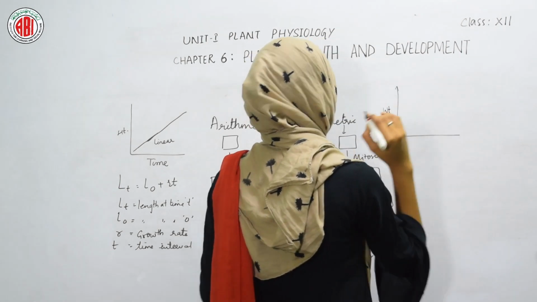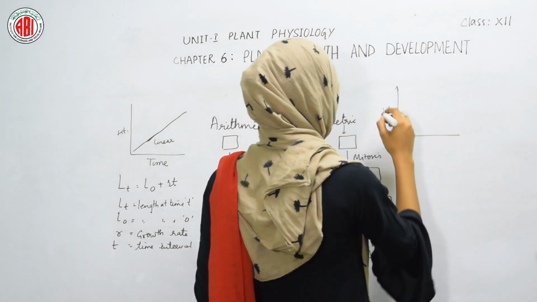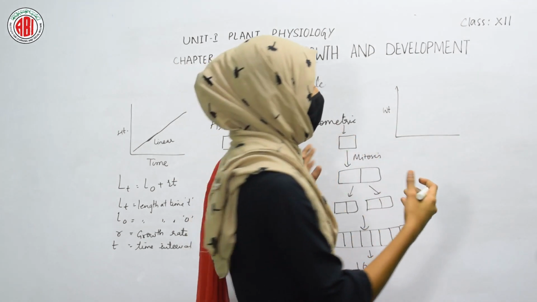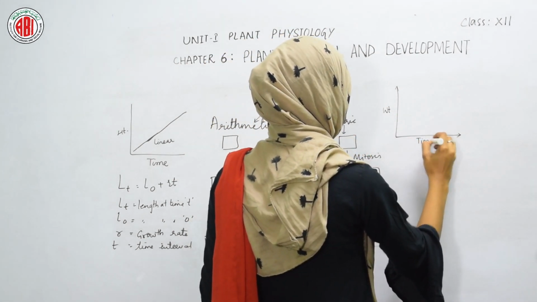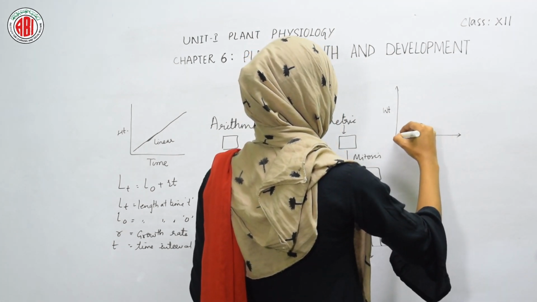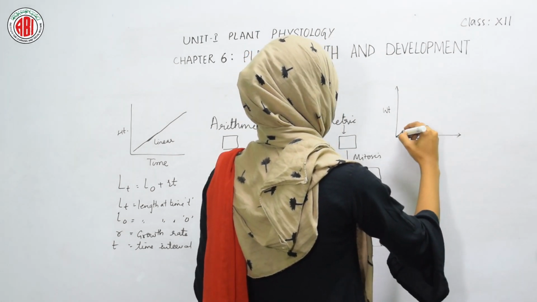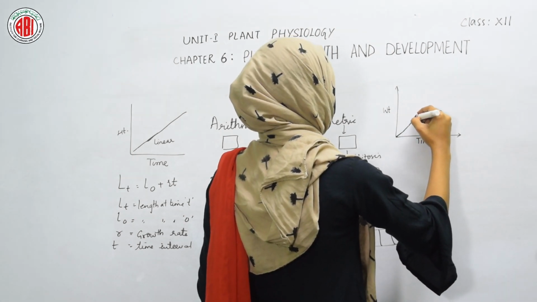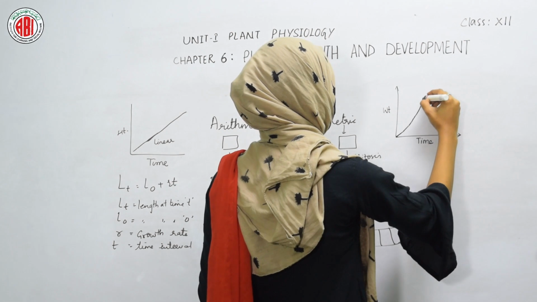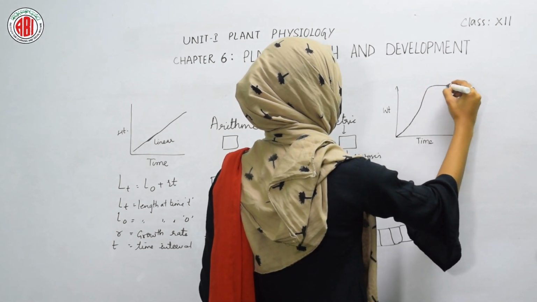To measure the geometric growth, we'll take width. We can also take height here, but we'll take width, and on the other axis we'll take time. Now when we plot the graph, the parenchyma cell initially divides slowly. Then after a period of time, the growth rate increases, and then at a certain point it declines.